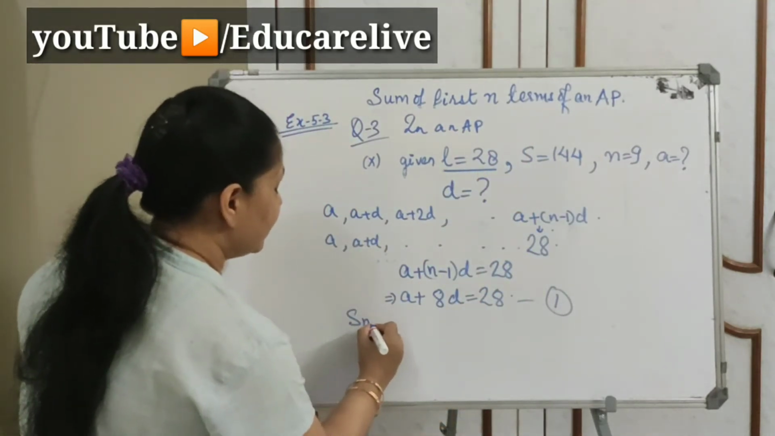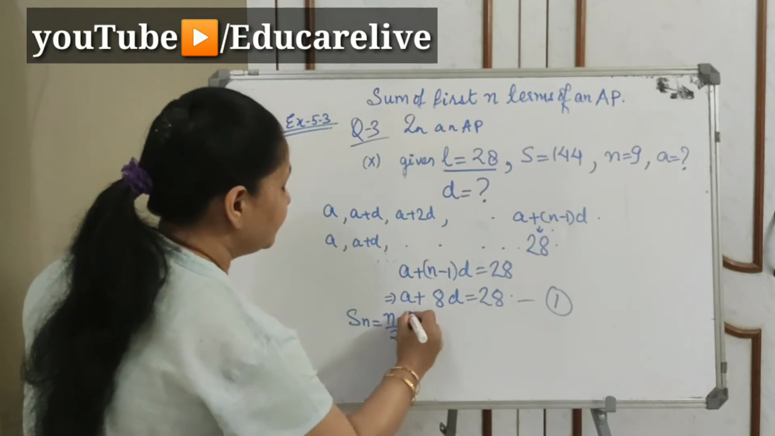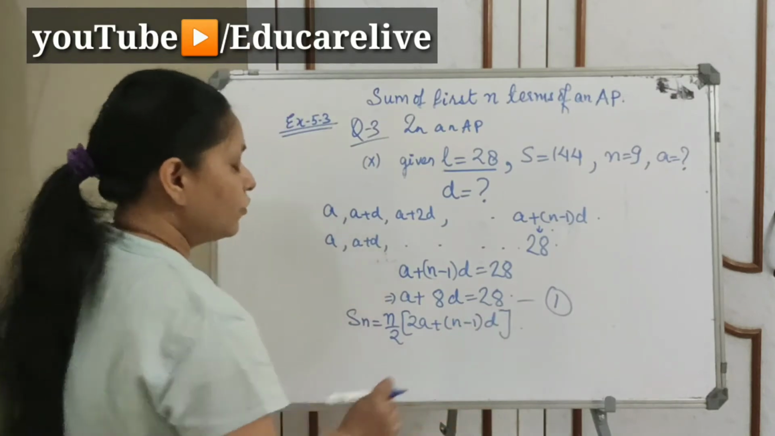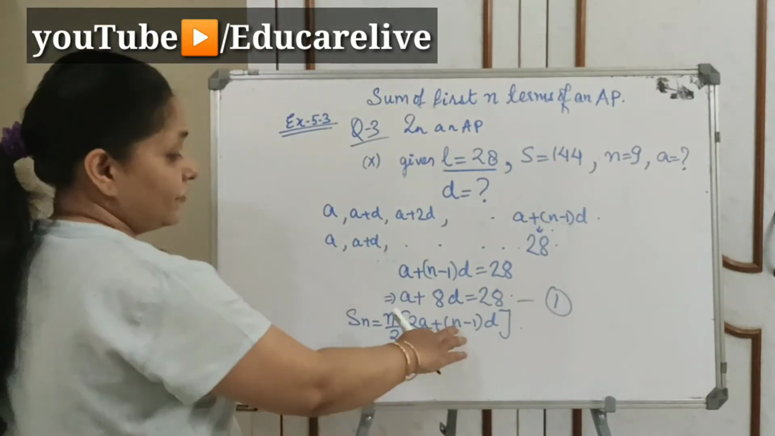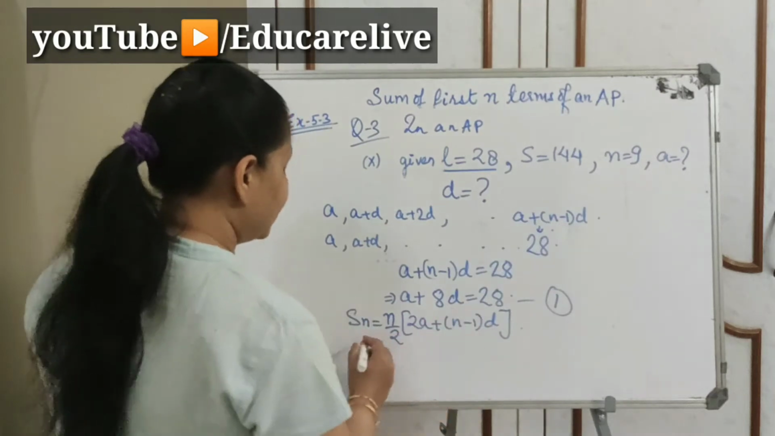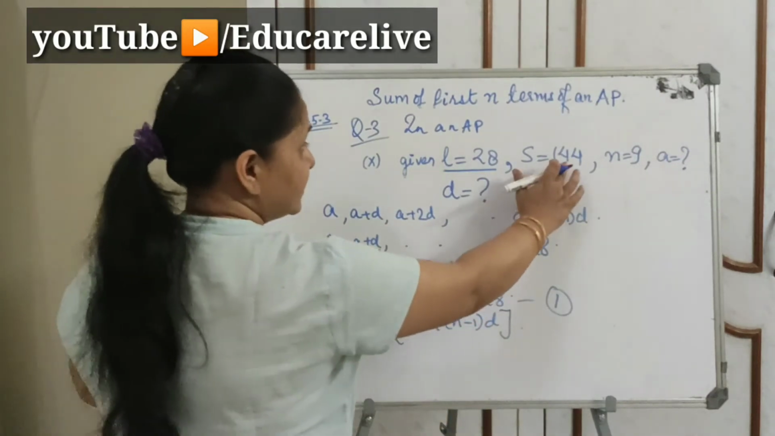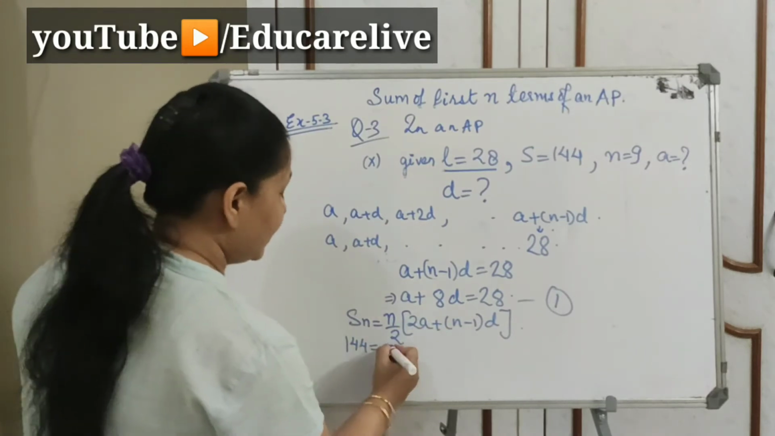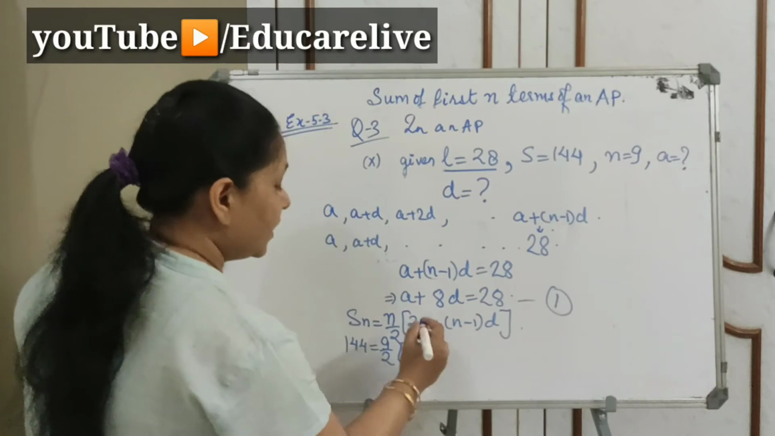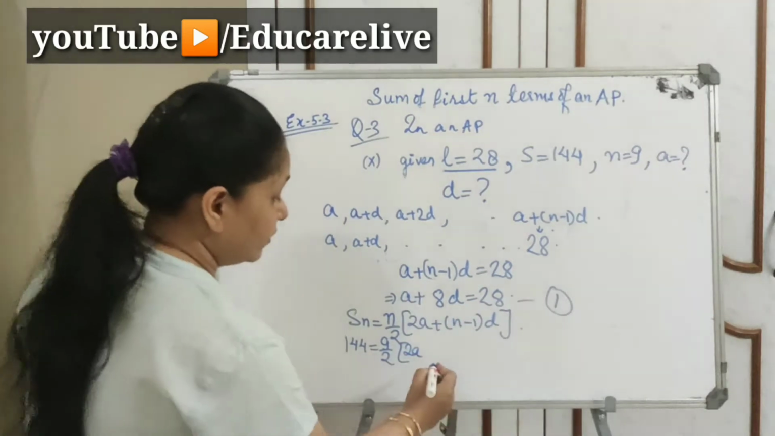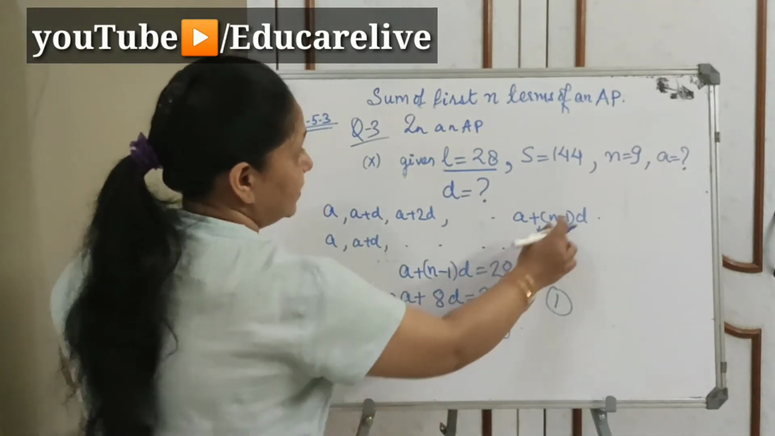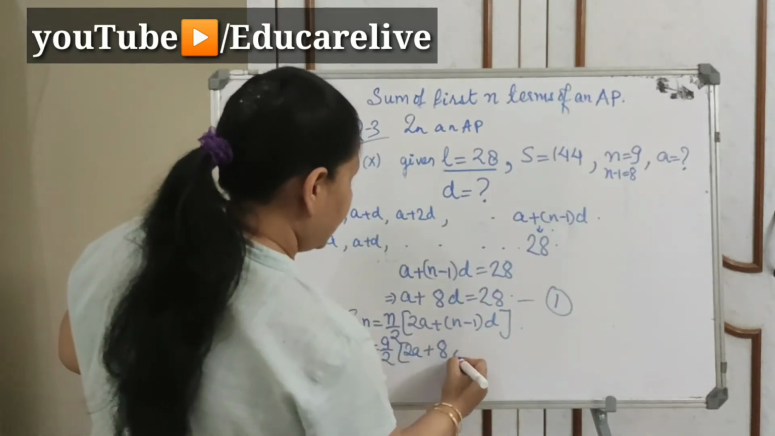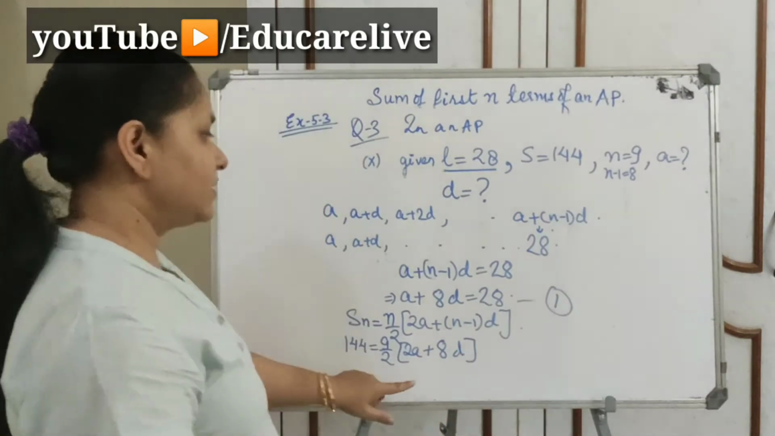So Sn, the formula goes like this: n by 2 into 2a plus n minus 1 d. Now we know the value of n, so we can replace n by 9. The sum of 9 terms is given to you, so put the value 144. N is 9, so you can write 9 by 2. A you don't know, so 2a also you don't know. N minus 1 will be 8, so 8d. D is also unknown to you. So this is the second equation.